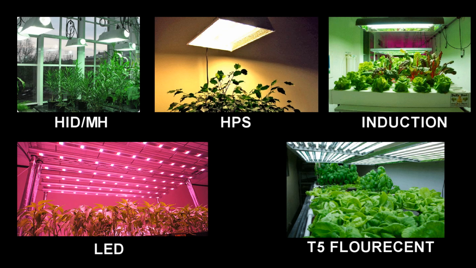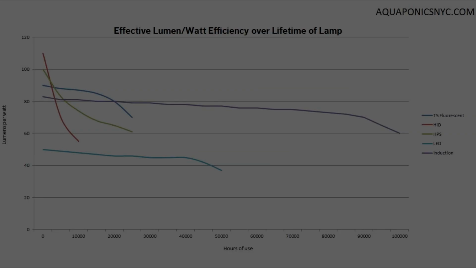So which grow light is the best? From a spectrum standpoint, metal halide, HID, LED, and induction all can produce a good grow light spectrum. But just looking at the spectrum doesn't tell the entire story of a grow light. Each technology turns electricity into light in different ways, and each type of light bulb deteriorates at different rates.